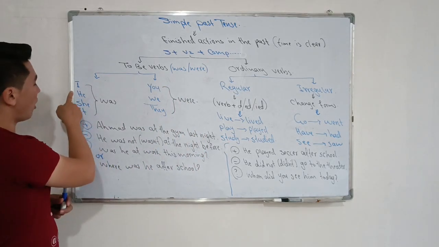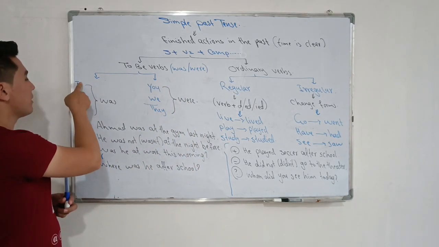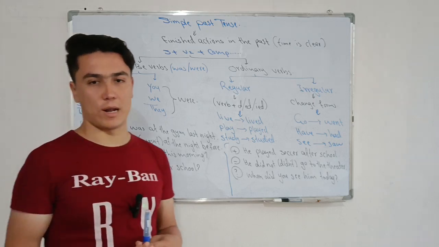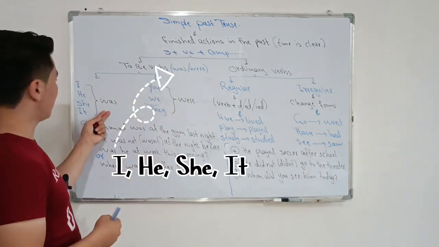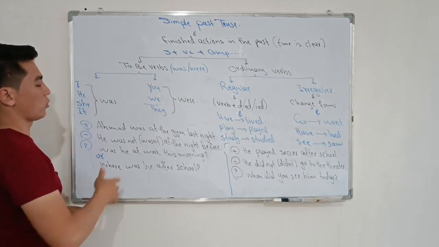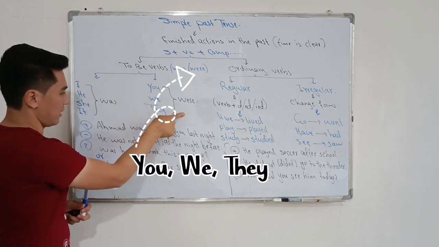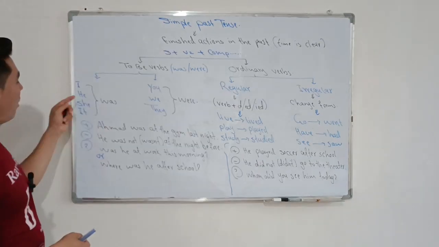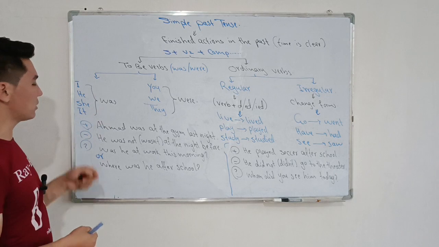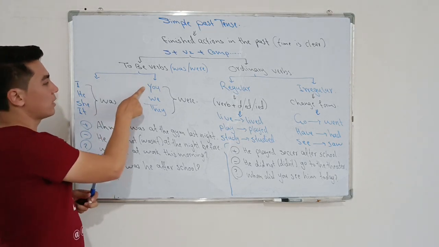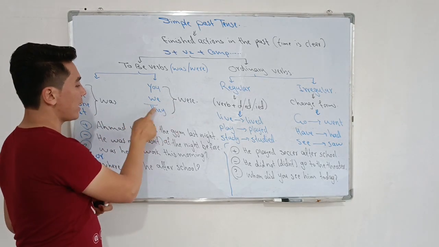Like we have I, he, she, and it. These singular subject pronouns can be used with was, and the plural subject pronouns can be used with were, like you, we, and they. For example, you can say I was, he was, she was, it was. And you can say you were, we were, and they were.